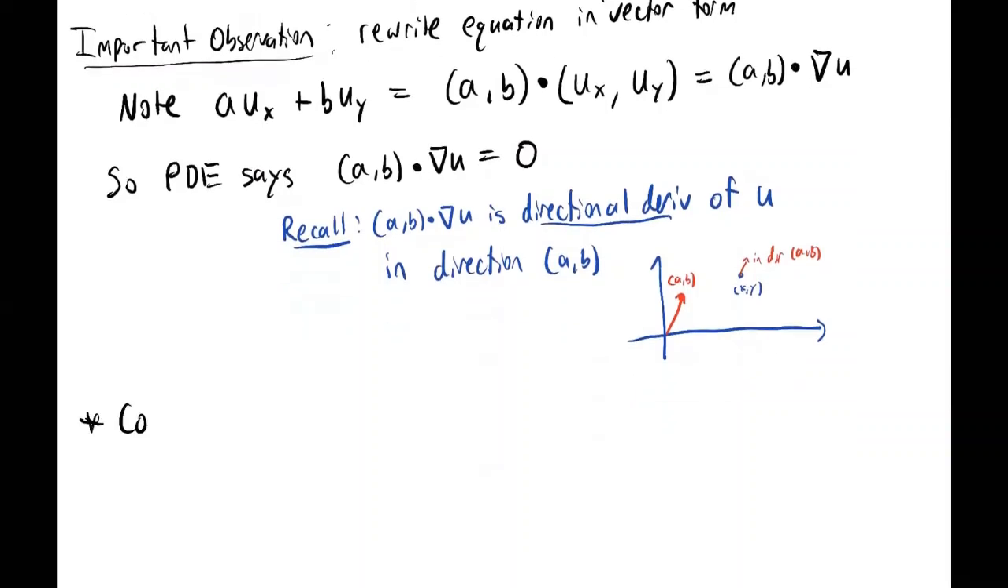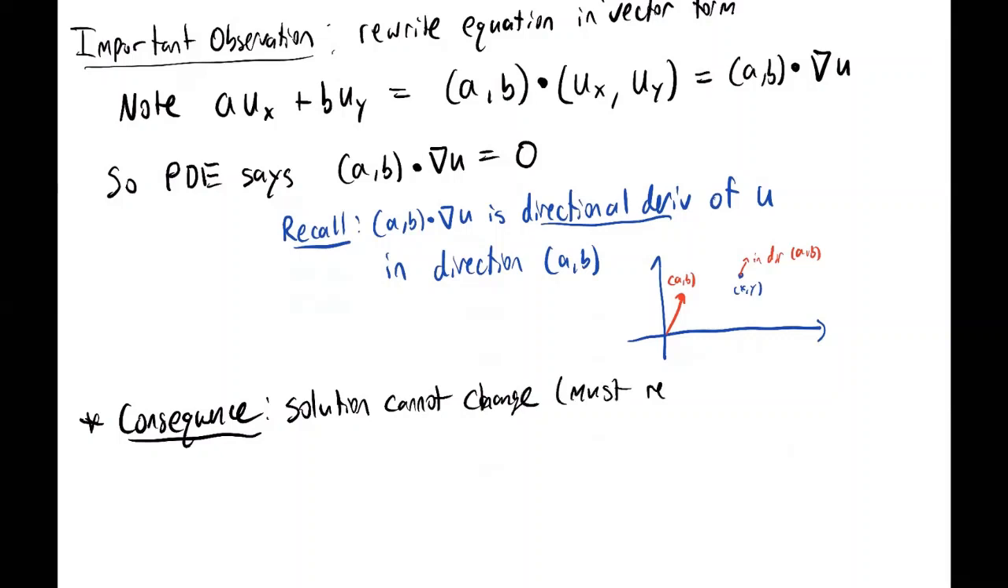And so the consequence is that the solution u cannot change, or must remain constant, along the direction a comma b. Right. And so we're going to use this observation to determine what the solution has to look like.